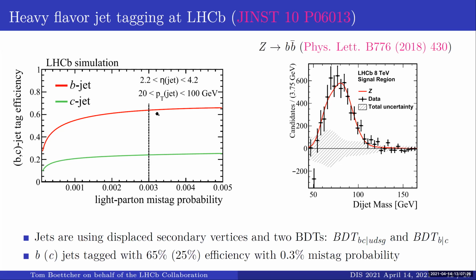At this working point with a mistag probability of 0.3%, which is very low, we tag B jets with an efficiency of about 65% and C jets with an efficiency of about 25%. As a nice demonstration of this, we've measured Z to b b-bar. You can see there's this nice Z peak in the dijet mass distribution of 2 jets tagged as B jets.